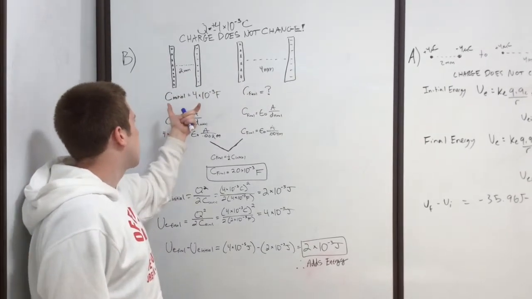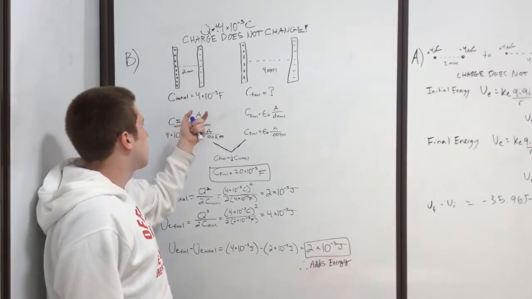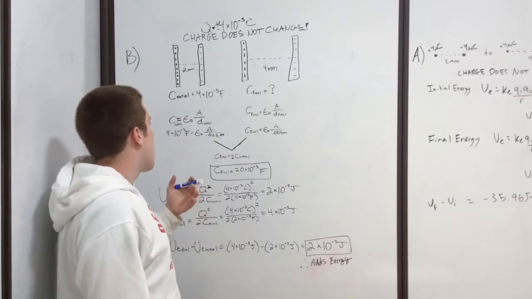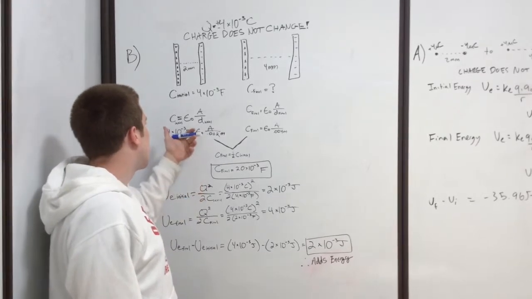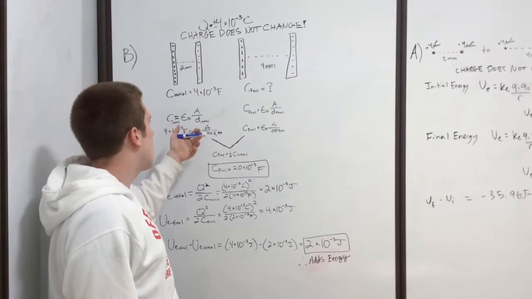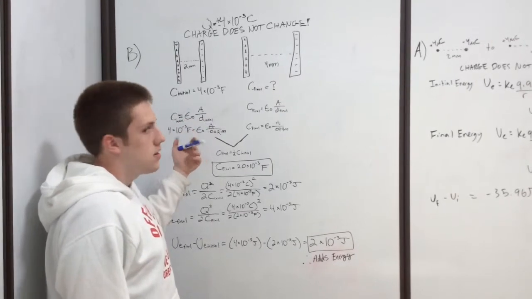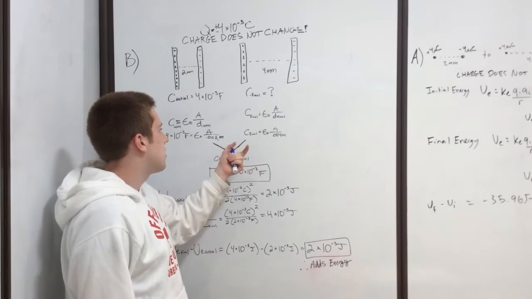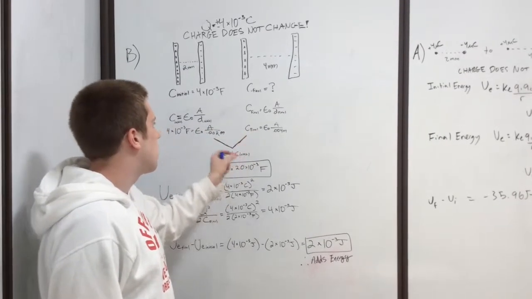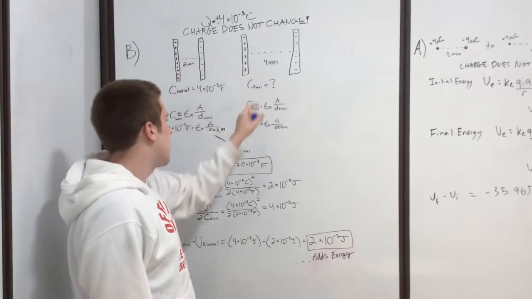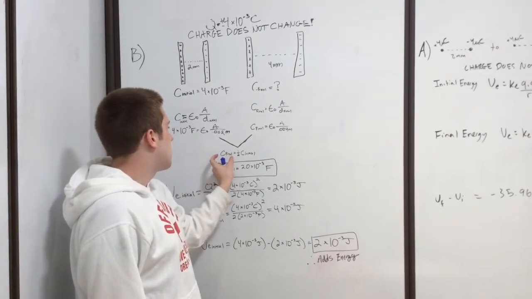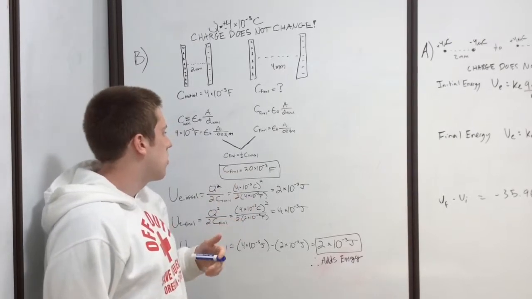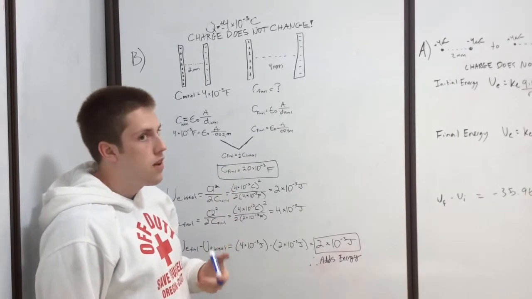So we are given the initial capacitance of the first set of parallel plates, which is equal to 4 times 10 to the negative 3 farads. And so what we can do is we can use the equation C is equal to epsilon naught times the area divided by the distance. And since epsilon naught is a constant, that doesn't change and the areas don't change. The only thing that's changing is the distance between the plates. We know that the C final is equal to 1/2 of C initial, which means that C final is equal to 2.0 times 10 to the negative 3 farads.